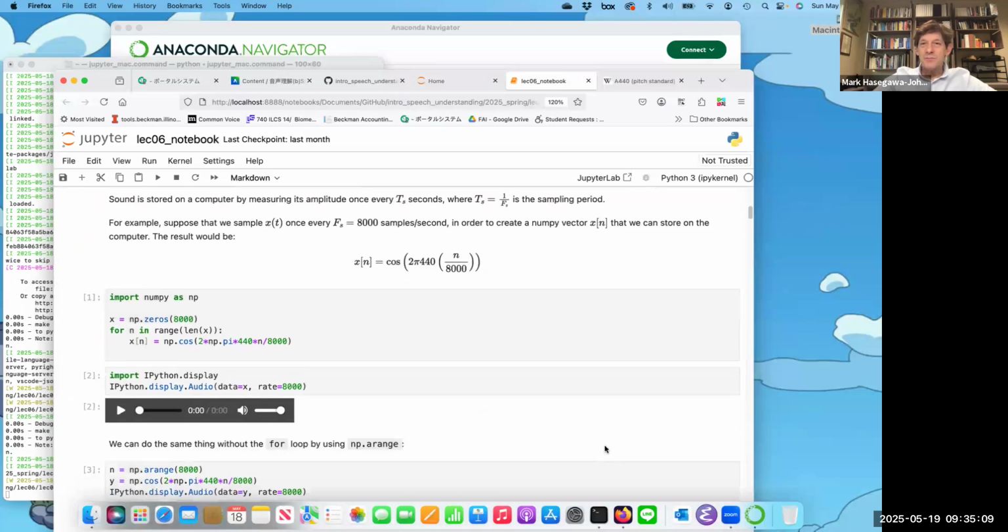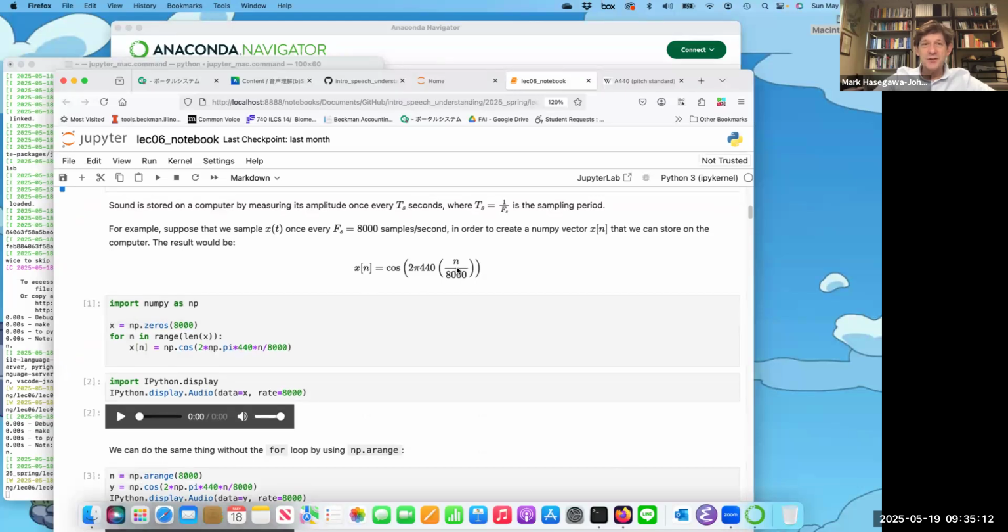And in order to represent that on a computer, we need to store samples at integer values of n. So we create a signal, x of n, which is just a vector. It's just a NumPy array. And that array can be, for example, 8,000 samples long, and we can sample it once every 8,000th of a second. So if f sub s is the sampling frequency, say 8,000 samples per second, t sub s is the sampling period. And if we store 8,000 samples per second, that means that we have one sample every 1/8,000th of a second. So we can do that using the code shown here.